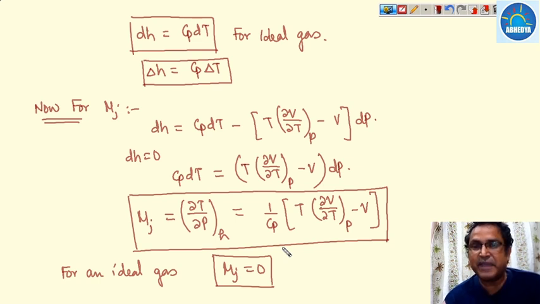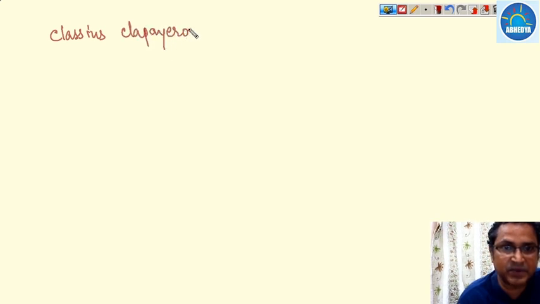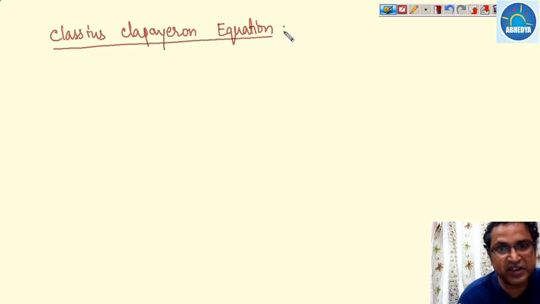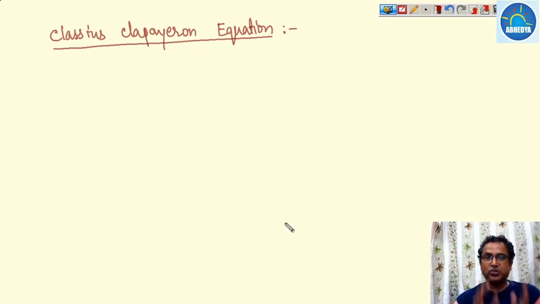Now the other application of the Maxwell equation is the Clausius-Clapeyron equation. So now we are going to discuss the Clausius-Clapeyron equation. It is another application of the Maxwell's equation, and this equation is also very important, and it is related to the phase transfer.